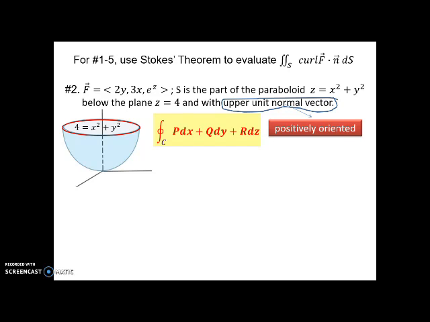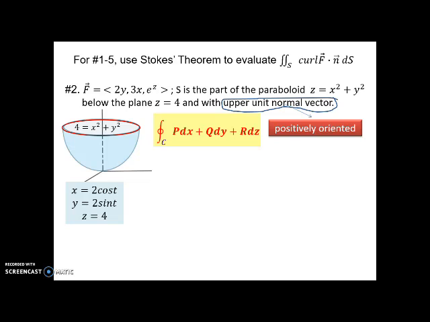So how do we parameterize that? Well, with circles, it's easy. We just use r cosine theta for x and r sine theta for y, and in this case, r is 2. And then z is always 4 on this particular curve. So note that its derivative will be 0.